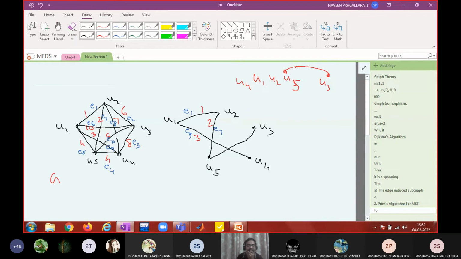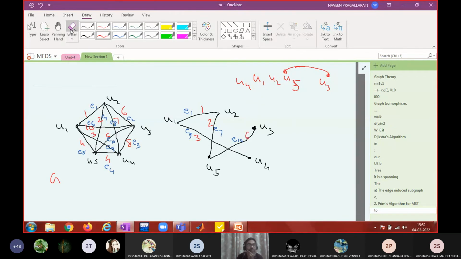Okay, E5 and E3. So this is E10. You can see this is not cyclic. This is not containing any cycle. You can see here. Okay. So what is its weight?